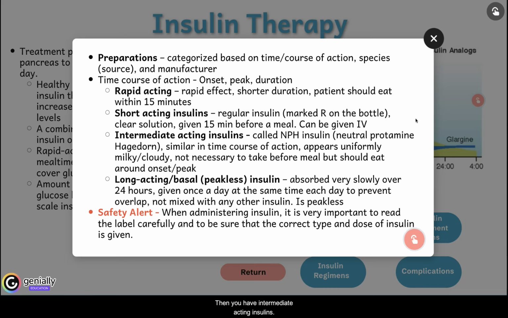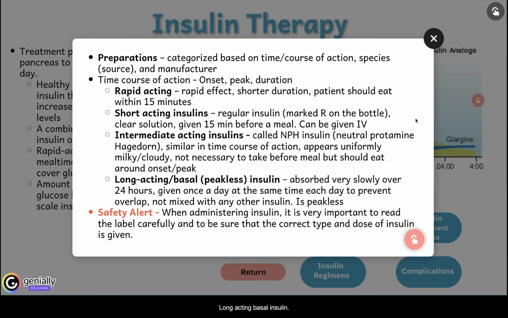Then you have intermediate acting insulins. It's called NPH insulin, the neutral protamine hagedorn. It's similar in time course of action. Normally it appears a little milky or cloudy. You don't necessarily have to take it right before a meal, but you need to know its onset and peak, because when it's going to peak, you want to make sure that the patient is eating. That's when their blood sugars are going to drop the lowest.